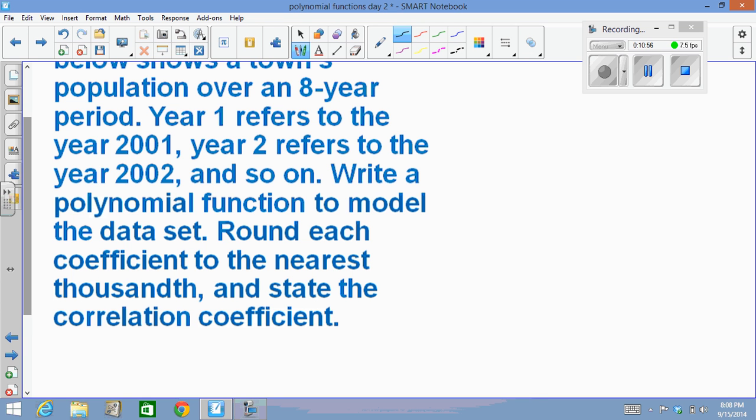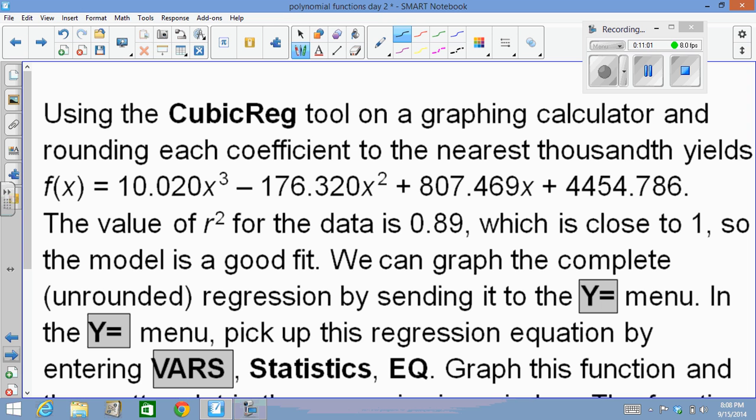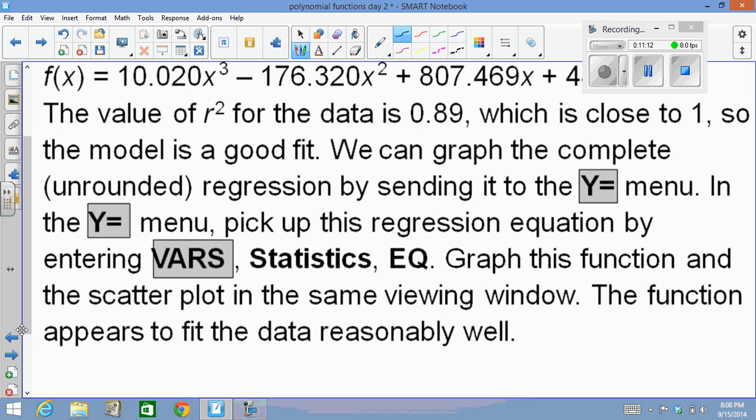Well, the next question would be, how do I find it? We already said that you would do the cubic regression from the Stat Calc section. From there, I can actually graph it to see that it fits in the proper way. So in order to send the equation to the calculator based on the data, I would go to the Y equals menu. You're going to pick up the regression by hitting Vars. Then, oops, I'm looking at my calculator.